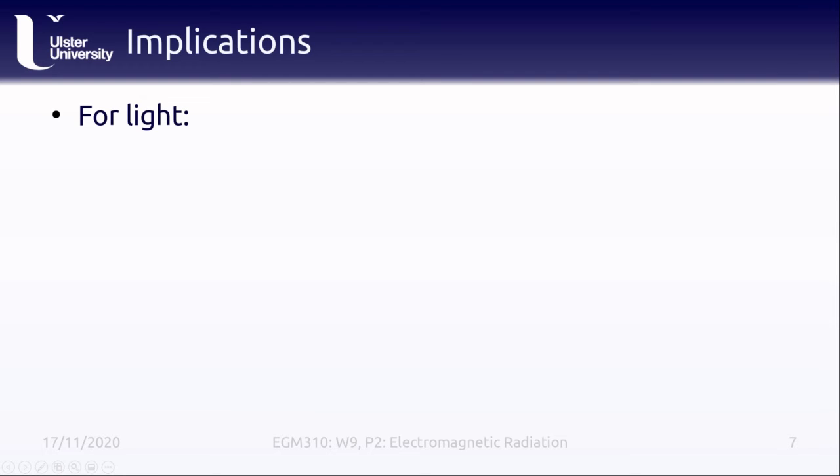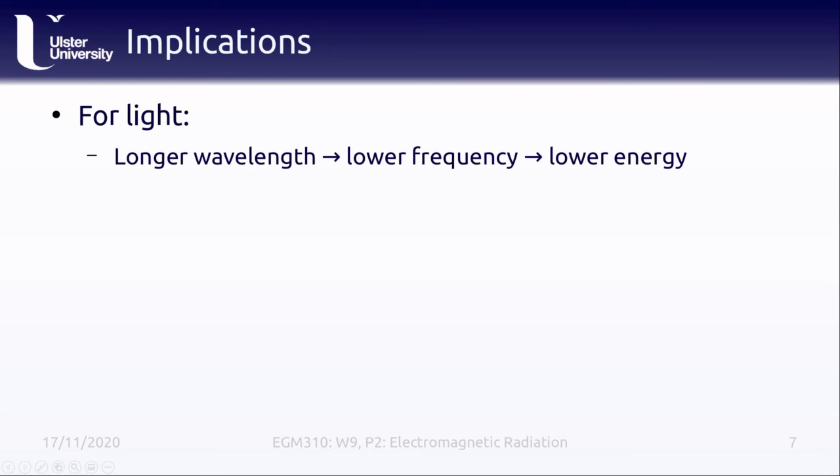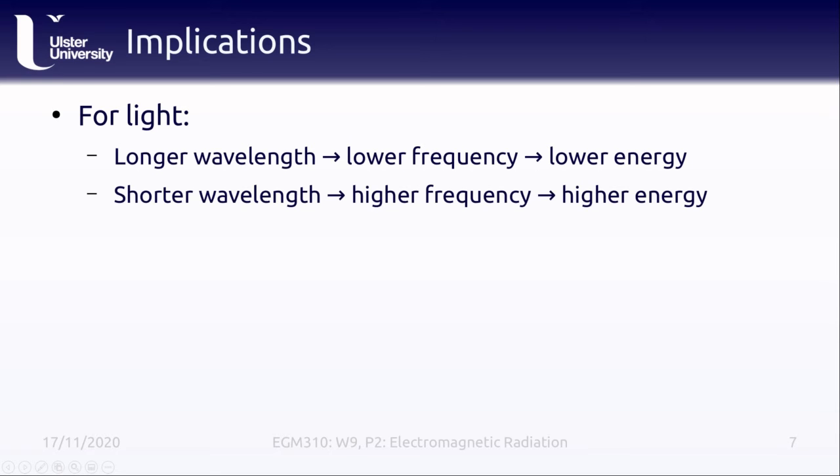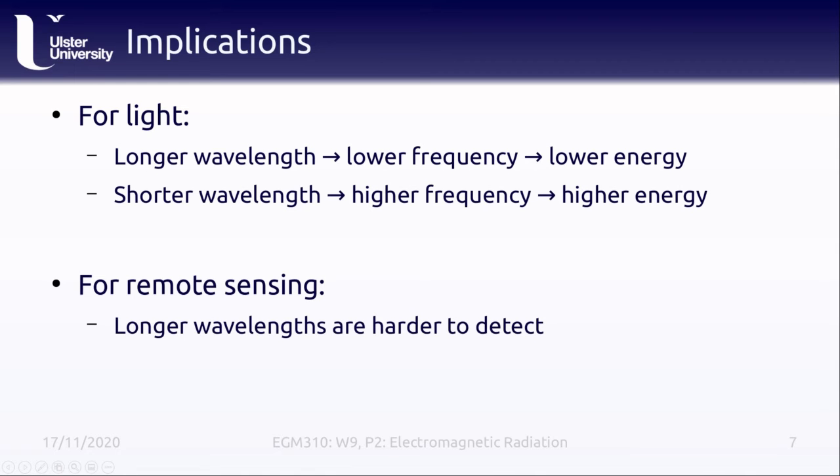So the energy contained in a photon is inversely proportional to its wavelength. Put another way, longer wavelengths mean lower frequencies mean lower energy. Conversely, shorter wavelengths mean higher frequencies mean higher energy. For remote sensing, this also means that longer wavelengths are harder to detect. We need more photons at lower energies to strike our sensor in order to register a signal when compared to higher energy photons.